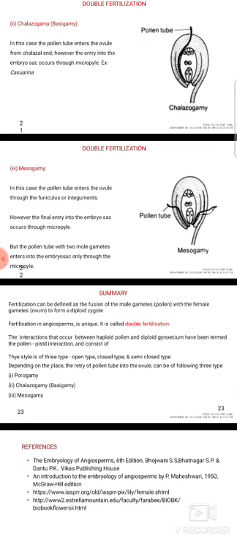The summary. Fertilization can be defined as a fusion of male gamete with the female gamete to form a diploid zygote, and fertilization in angiosperms is unique. It is known as double fertilization. The interaction that occurs between haploid pollen and diploid gynoecium has been termed the pollen-pistil interaction. The style is of three types: open type, closed, and semi-closed. Depending upon the place of entry of the pollen tube into the ovule, it can be classified into three: porogamy, mesogamy and chalazogamy.